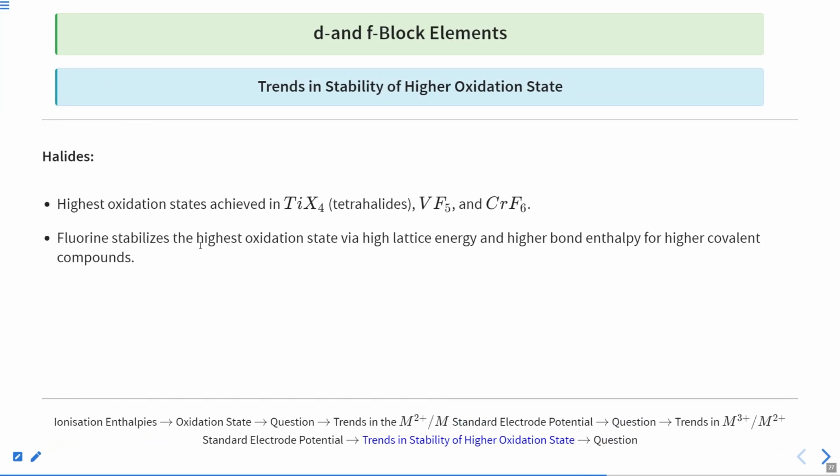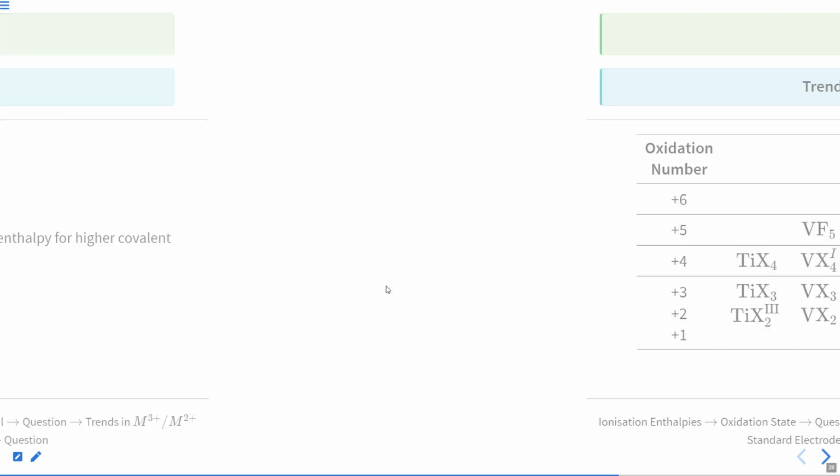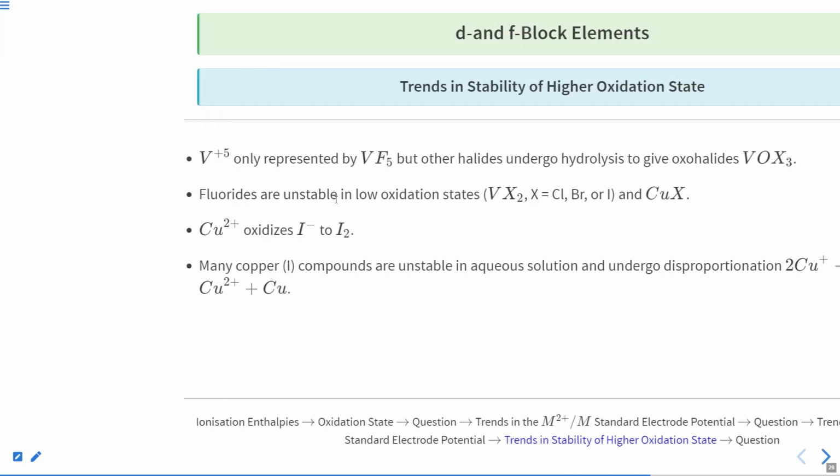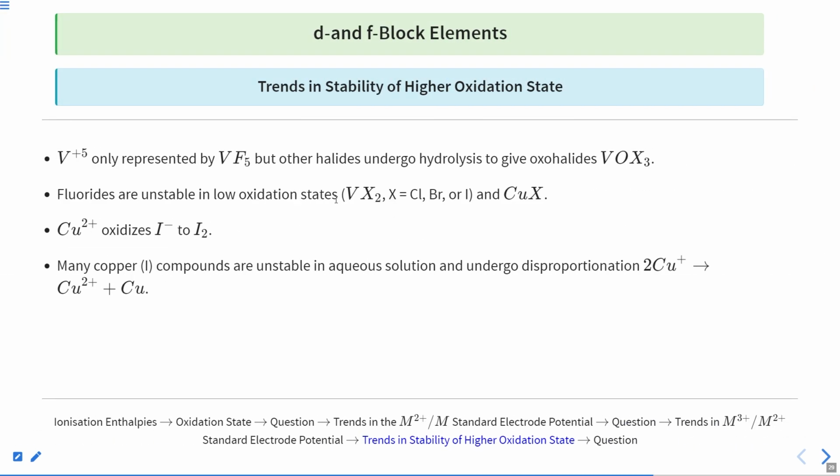Now, high oxidation states achieved in TiX4. So we will talk about which oxidation state is stabilized by which anions. A higher oxidation state is generally stabilized by more electronegative elements. So fluorine is the one, but there is an exception. You can see that this is the normal thing. You will see the higher oxidation states. Here you can see that Cr+6 is stabilized by fluorine, but oxygen is more capable of doing so. Why is it so?